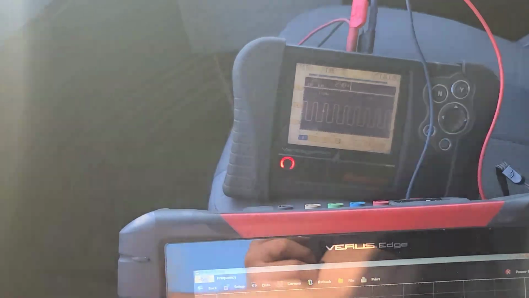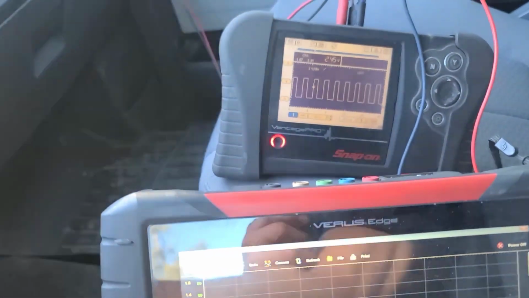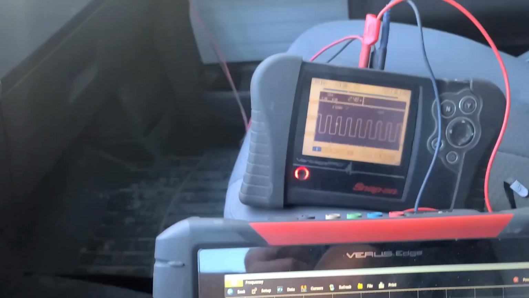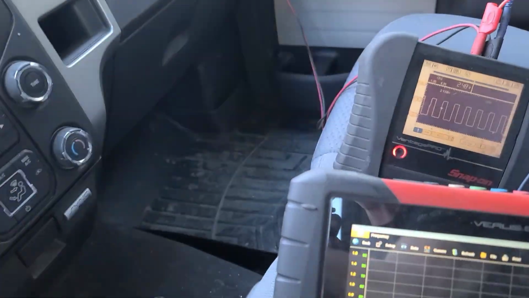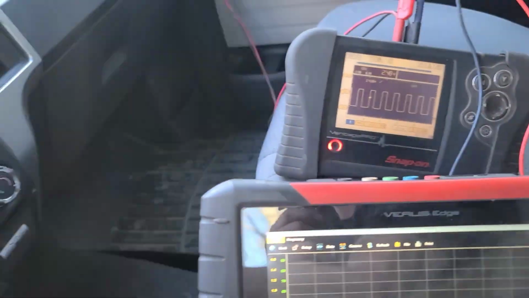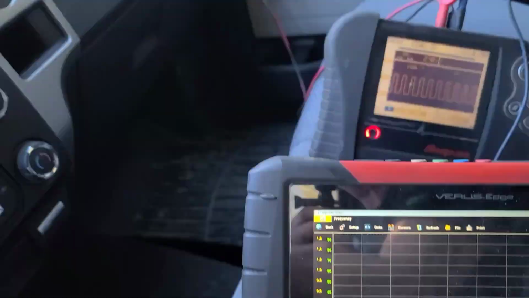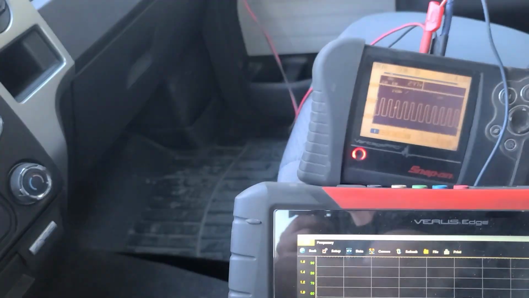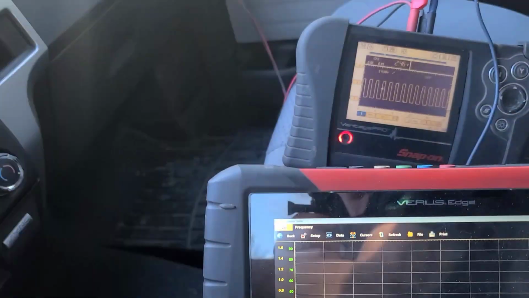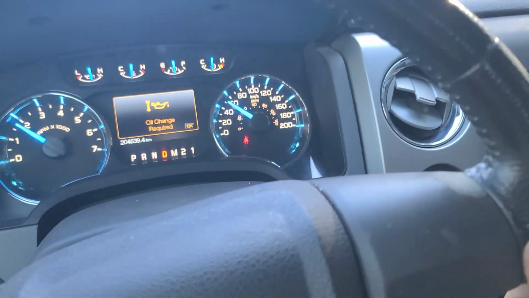So I turned around on the road here and it started working again. Nice 2.5 volt square wave, but the ground potential is not completely at 0. But the transmission's shifting again. That's funny. I wonder if it had something to do with a hot soak because I had it on the hoist and shut it off. You can hear the transmission is shifting fine now.